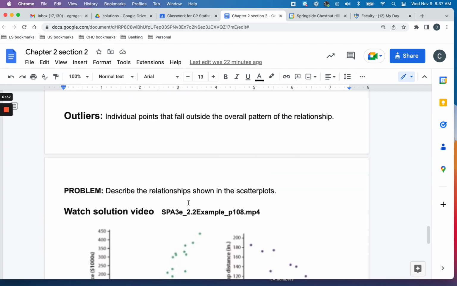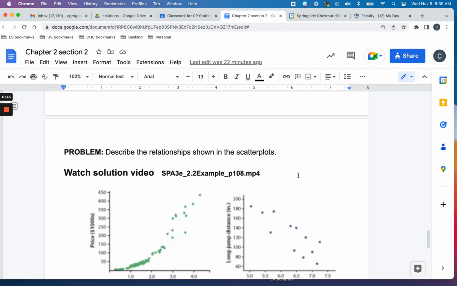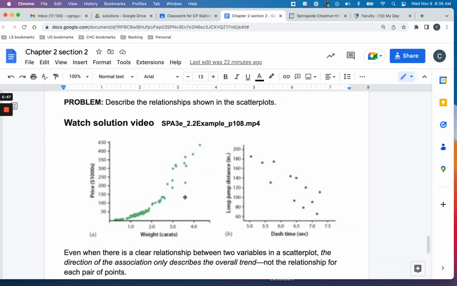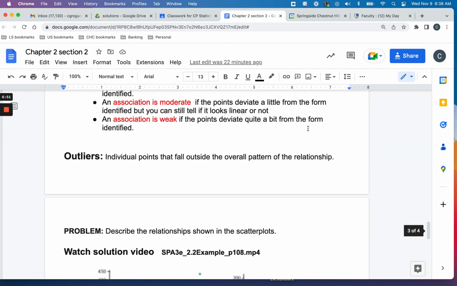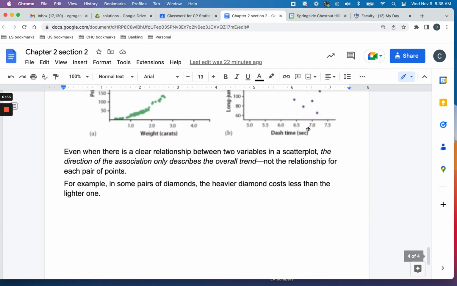There's no calculation here yet, but outliers would just be points that are way off. They don't fit. And the last video will take the weight and carrots and the dash time and do exactly what I just did, talk about these things. I'll let him do it in the video, but that'll give the general idea of what's going on.